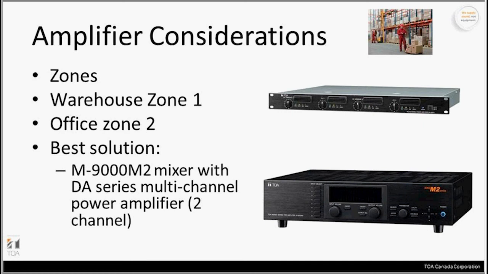Does the system that you're working on require different zones? Could it be a 2-zone system? A very common paging system that I see quite a bit is you've got the office in the front and the warehouse in the back. You could use our M9000 M2 mixer along with a DA series power amplifier. They come in a 2-channel or a 4-channel. The 4-channel is pictured there. The office wouldn't need a lot of power, but you would need 1 channel for the office area, and the 2nd channel could support the warehouse area where more power would be required.